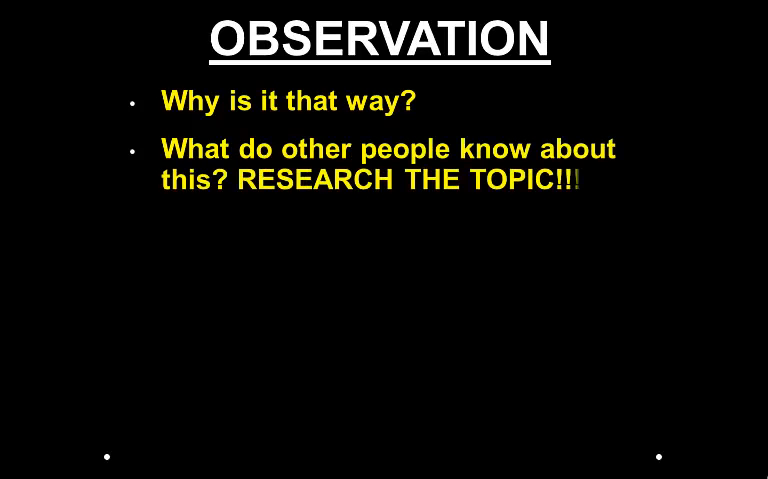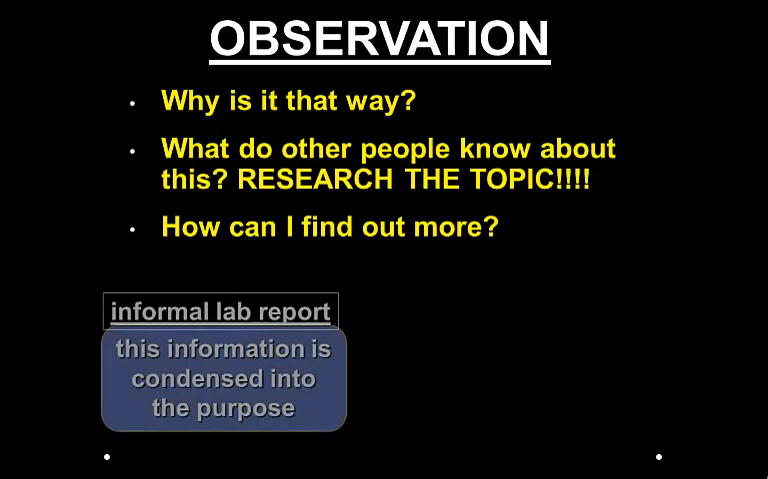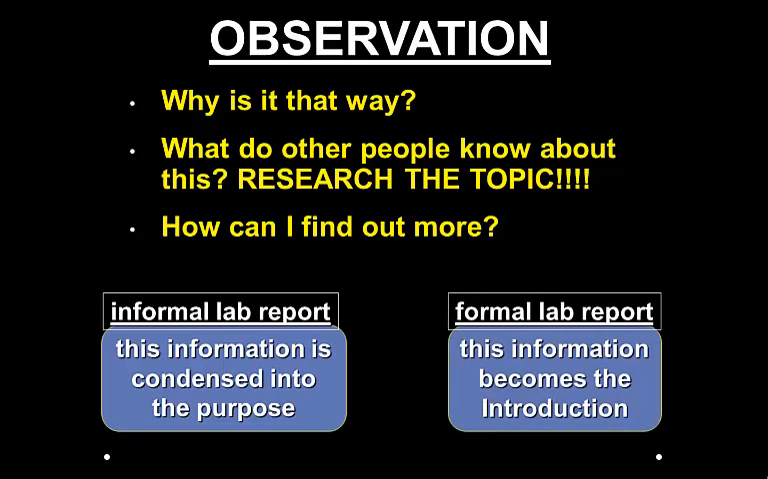Almost all scientific inquiry begins with making observations. Our observations cause us to wonder, to ask questions, and to do research. Through questioning and research, a scientist can narrow down the focus of their inquiry by identifying the problem in specific terms. In an informal lab report, this information becomes the purpose of the lab. In a formal lab report, this information becomes the introduction to the paper.